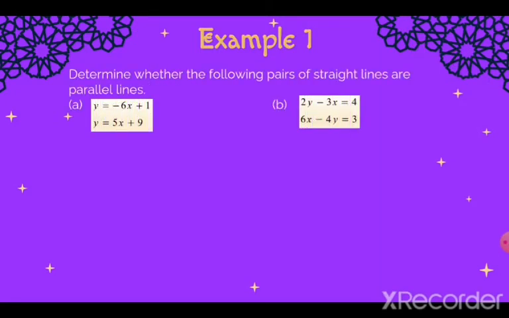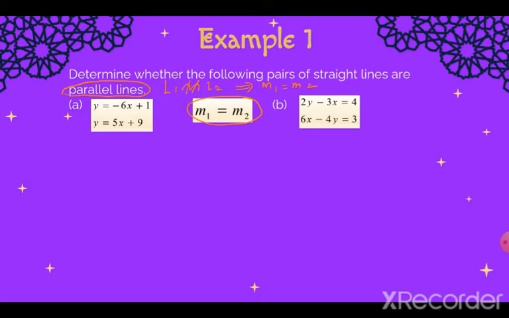Next, let's look at example 1. Determine whether the following pairs of straight lines are parallel lines. We have 2 questions. Y equals negative 6x plus 1 and y equals 5x plus 9. Let's look at A first. Since we talk about parallel lines, if line 1 is parallel to line 2, therefore the gradients must be equal. So the problem is we don't have our gradient. Can we get the value of gradient from the equation of the straight line?